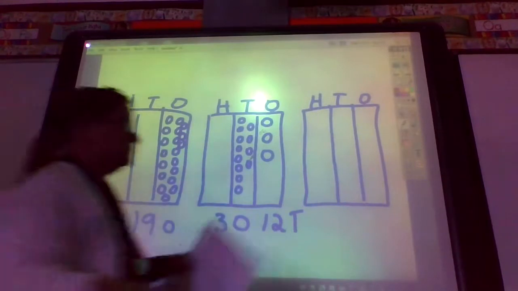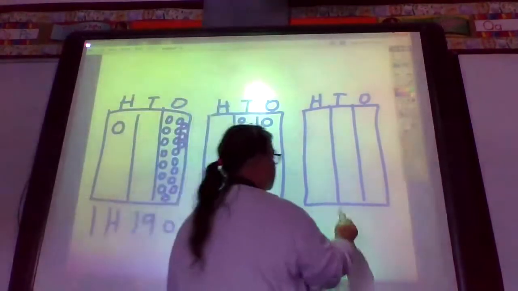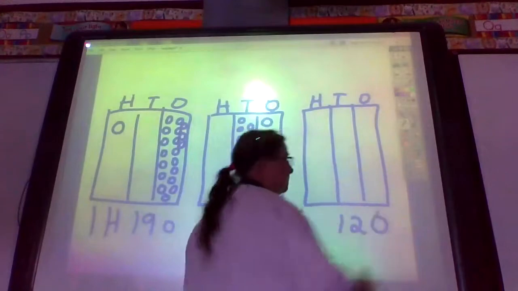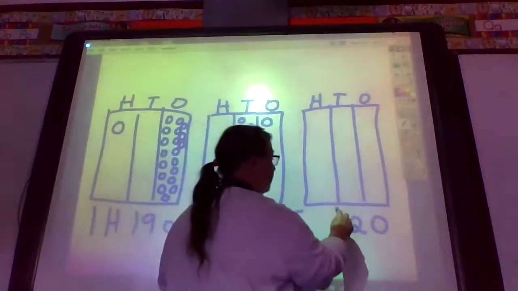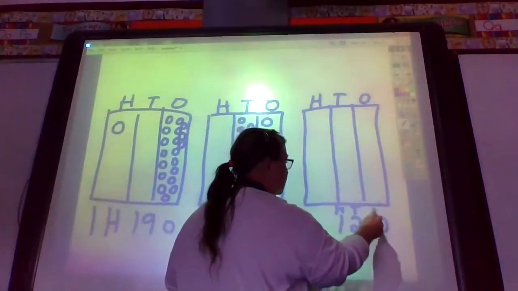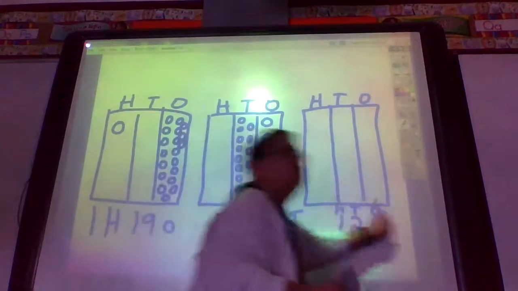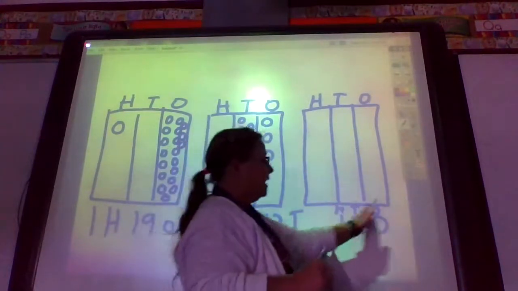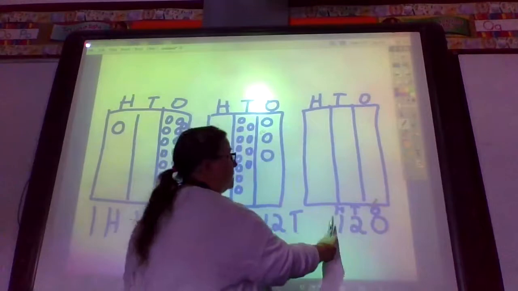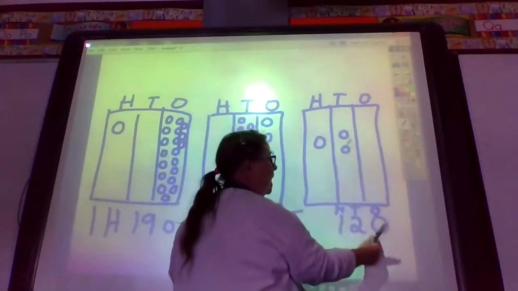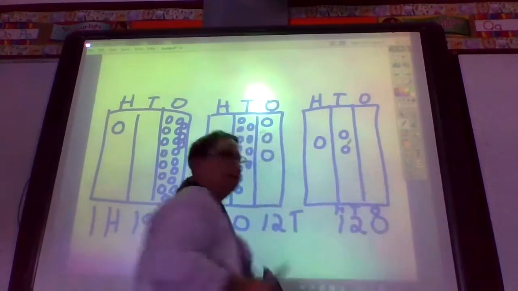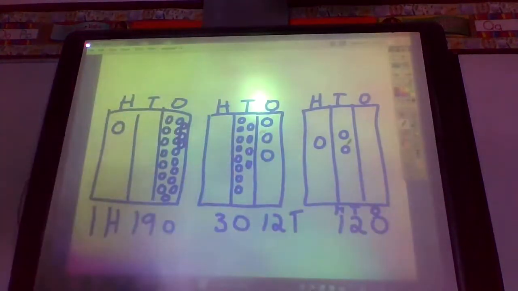Let's look at the next one. The last one says 120. I'm going to label hundreds, tens, ones, left to right. How many hundreds? I have 1. How many tens? I have 2. How many ones? I don't have any, because I have 0 there. So here are my numbers.